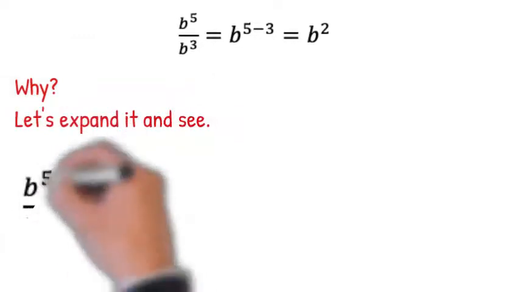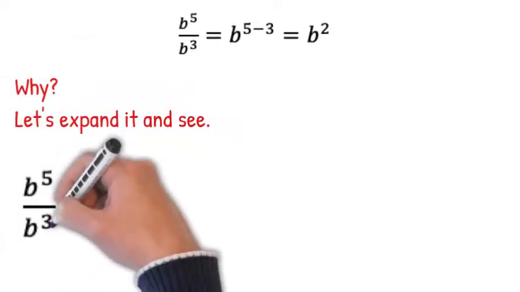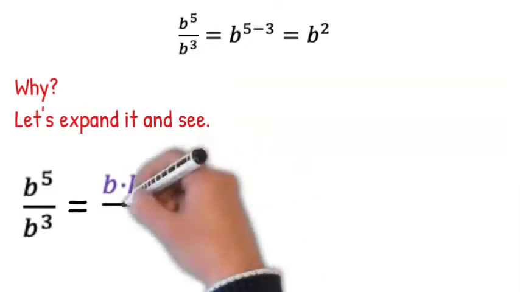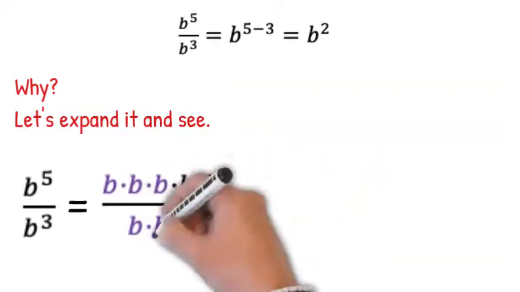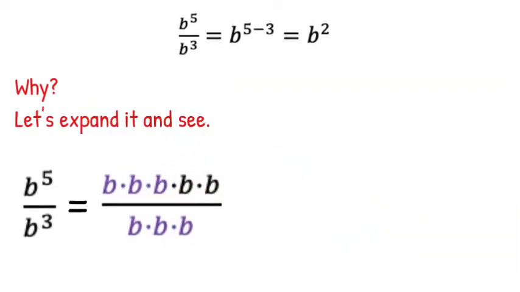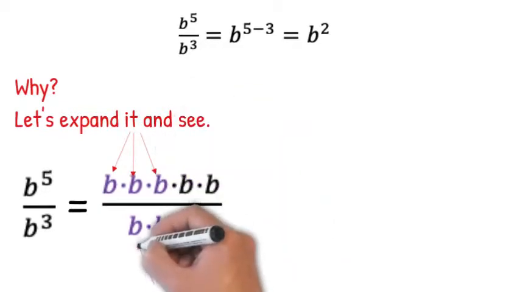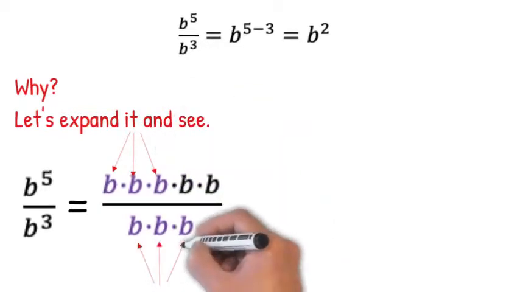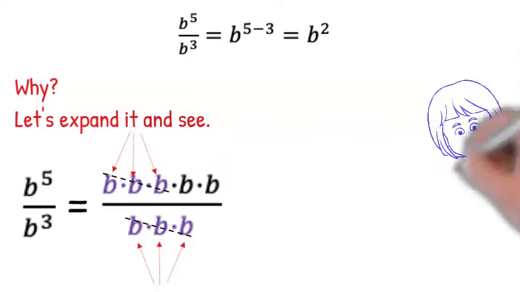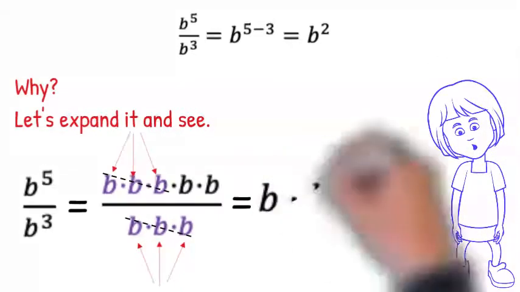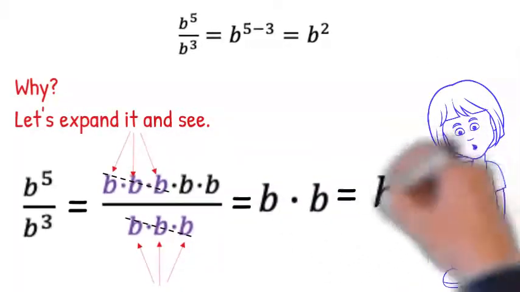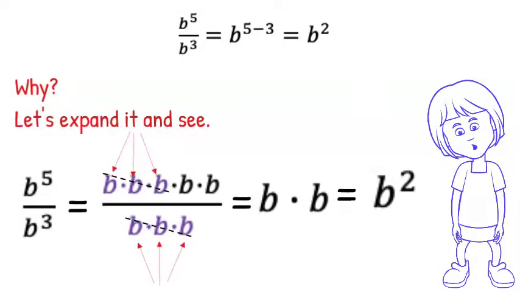b to the 5 is b times b times b times b times b, and b to the 3 is b times b times b. We have 5 b's on the top and 3 b's on the bottom. We can divide out those 3 pairs of matching b's in the numerator and the denominator, and we are left with b times b, which is b squared.